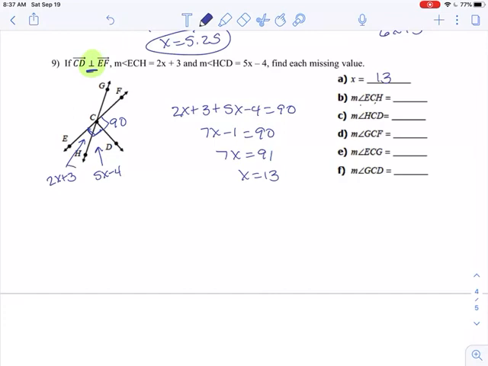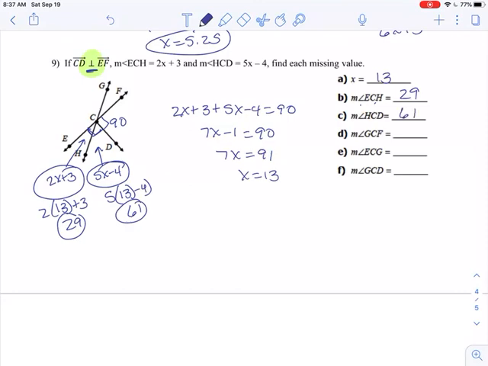All right, ECH. ECH is this right here. Well, now I know that x is 13. So 2 times 13 plus 3 is 29. So now I know ECH is 29. HCD was this guy right here. Now I know x is 13. So 5 times 13 minus 4. So HCD is 61.